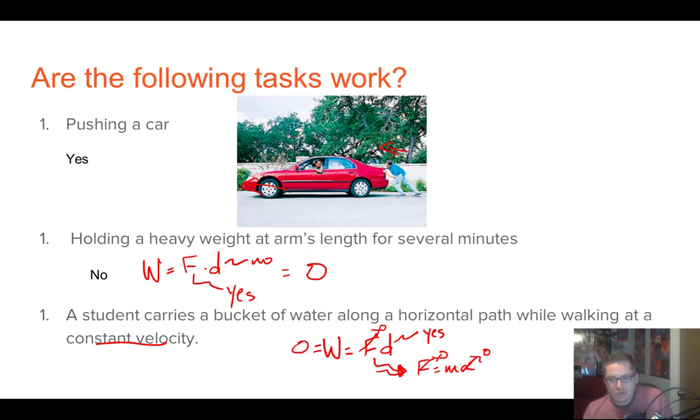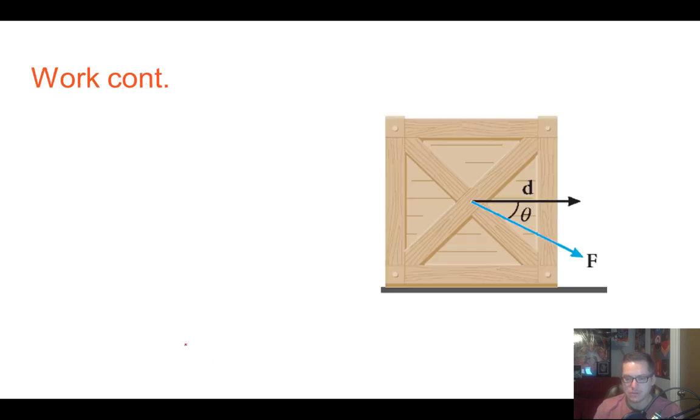That's pretty tricky, right? Let's just go through it one more time. A student carrying a bucket of water along a horizontal path while walking at constant velocity. Yes, it's moving, that's the distance part. But the force part, is there a force being applied? No, there is not a force being applied because you're moving at constant velocity. Constant velocity implies that your acceleration is 0, and because F equals ma, if your acceleration is 0, therefore your force has to be 0.